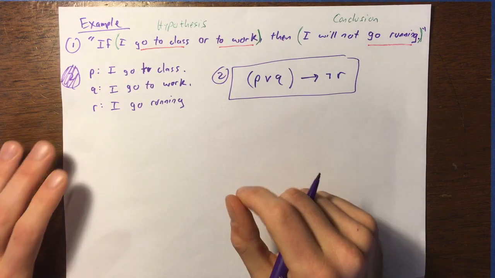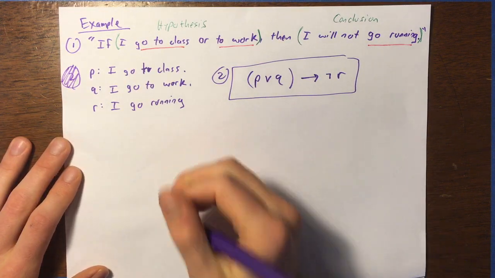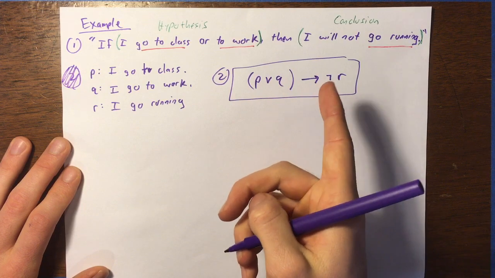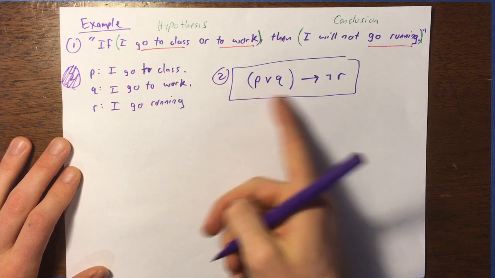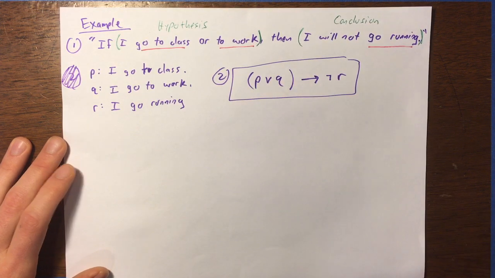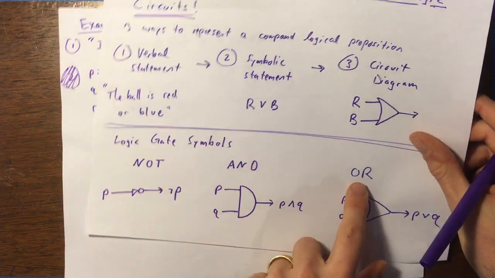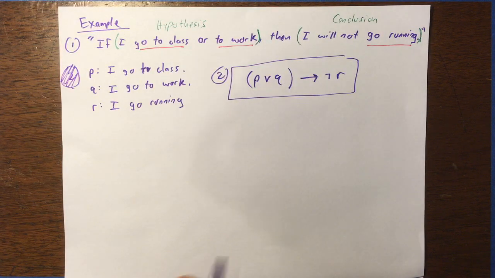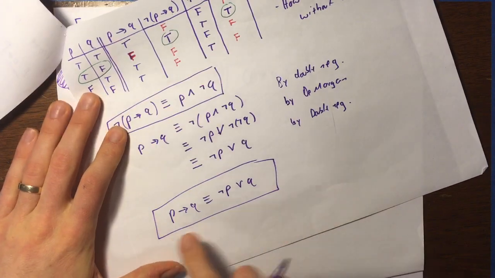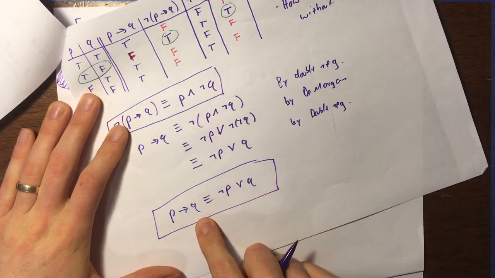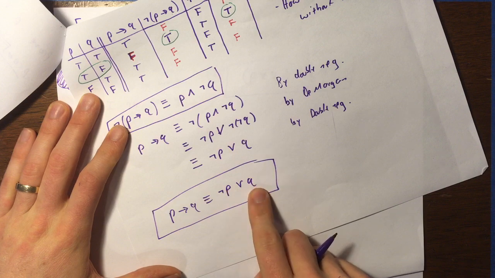So now the question is, how do we make a circuit diagram for this statement? Because we only have gates for not and or. This is where, in the last section, I introduced this propositional equivalence: P implies Q is equivalent to not P or Q. So we can apply that here.